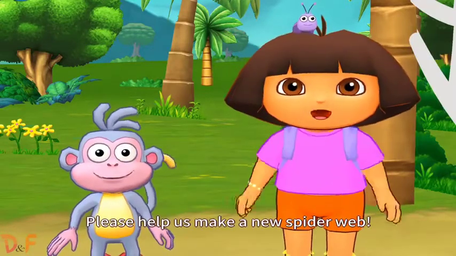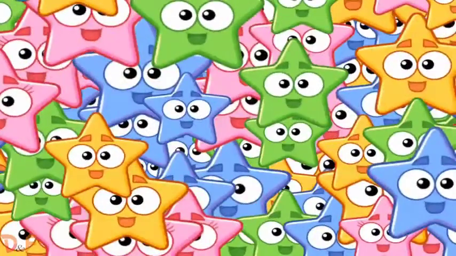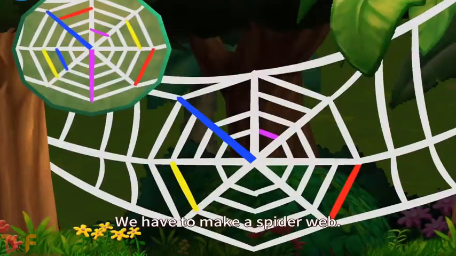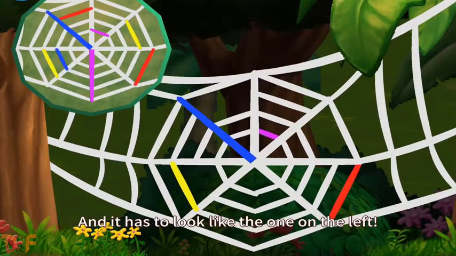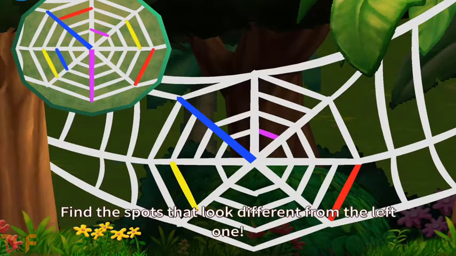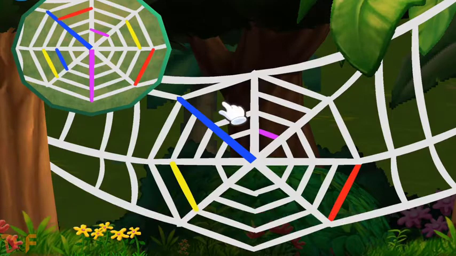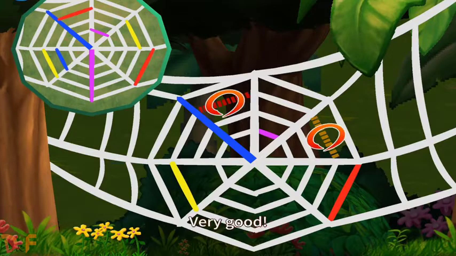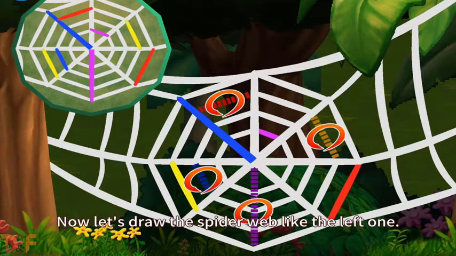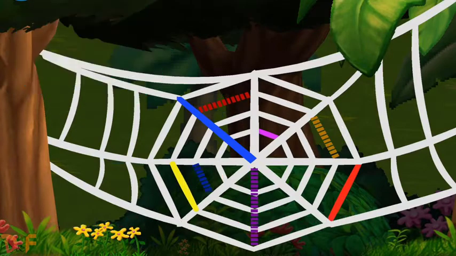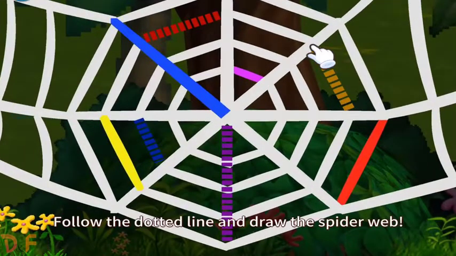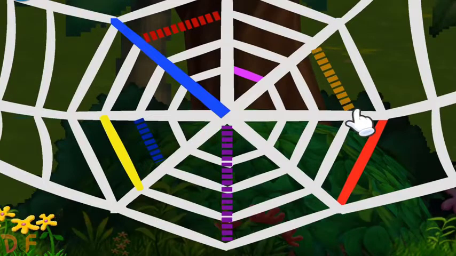Please help us make a new spider web. We have to make a spider web. And it has to look like the one on the left. Find the spots that look different from the left one. Very good! Now, let's draw the spider web like the left one. Follow the dotted line and draw the spider web. Get set!